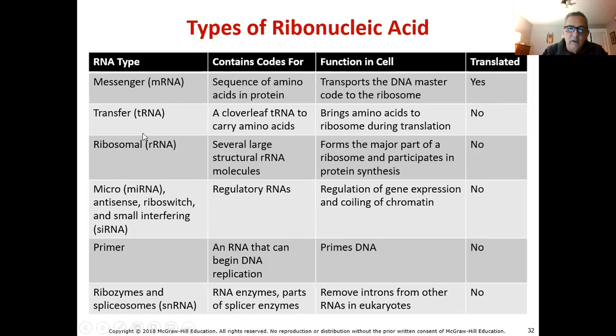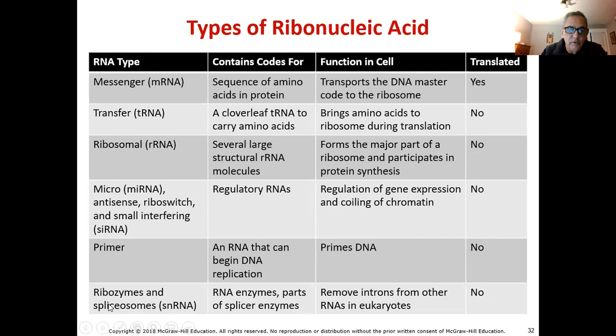The ribosome is a large structure made up of ribosomal RNA and proteins. It's a major part of the ribosome that participates in protein synthesis. You have microRNAs, which are regulatory and can regulate gene expression. They are not translated. You have primer RNA, which can help start DNA replication. It is also not translated. By translated, I mean what ultimately becomes a protein.